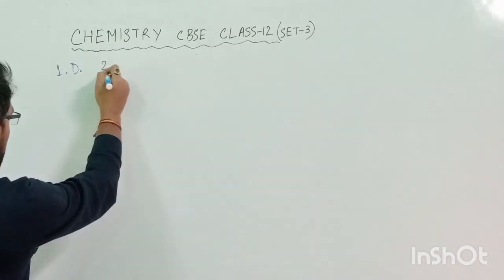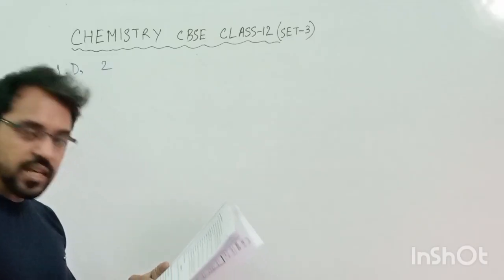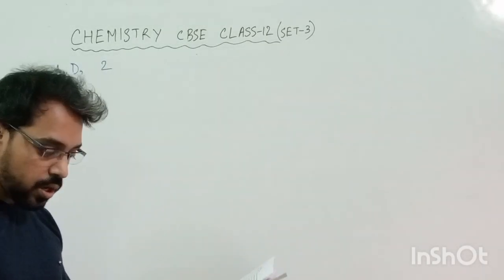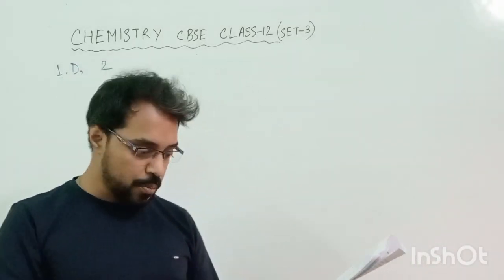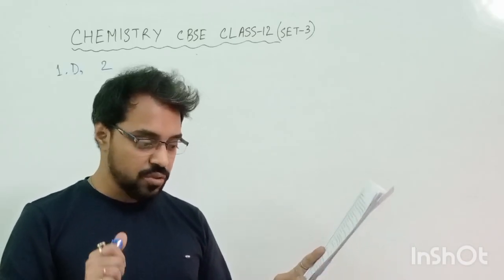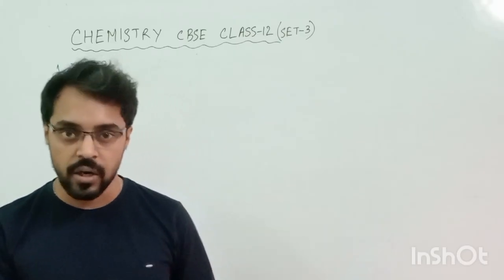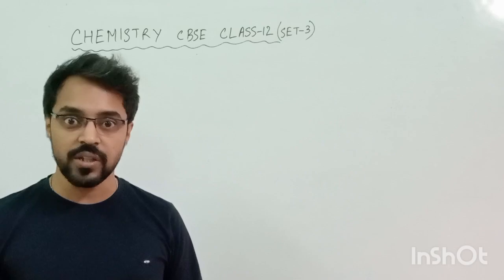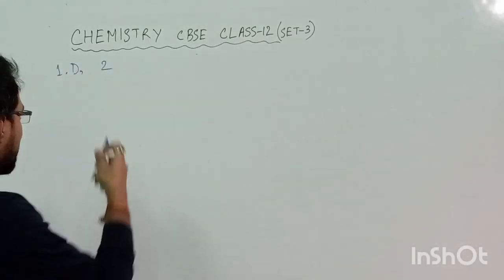Next is section A, question number 2. Dehydration of tertiary alcohols with copper at 573 Kelvin gives, if we see the options, ketone, alkenes, aldehydes and carboxylic acids. We know that when we heat tertiary alcohols with copper at 300 degrees Celsius, it forms alkenes, right? If we remember 2-methyl propene from NCERT. So 2 will be D.